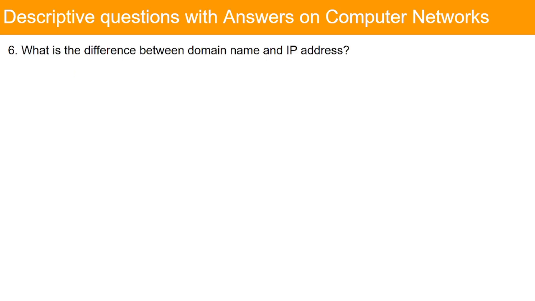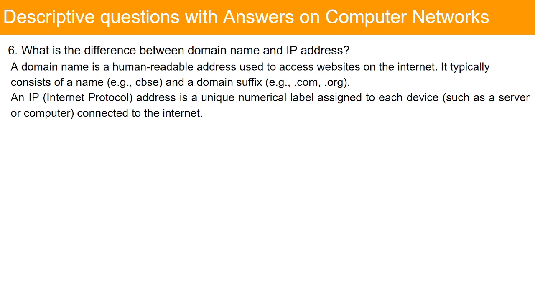Next question is: what is the difference between domain name and IP address? A domain name is a human readable address used to access websites on the internet. It typically consists of a name like CBC in my URL and a domain suffix like .com, .org, .net and so on. And an IP address is a unique numerical label assigned to each device, such as a server or computer, connected to the internet.